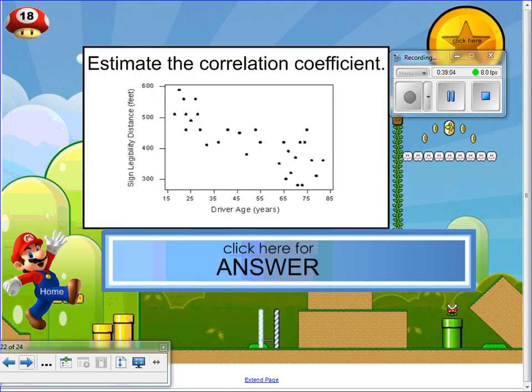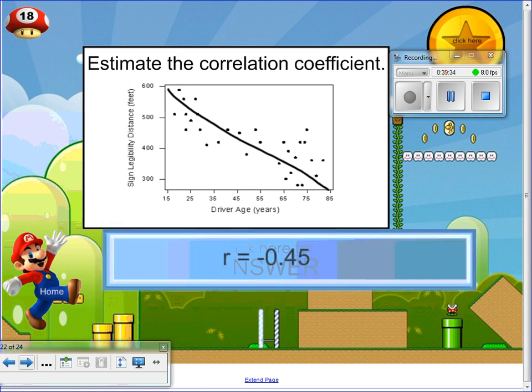Here it says estimate the correlation coefficient. So you're just estimating it. As we estimate, we know that it's got to be negative because you have a negative slope. When we're estimating, we're looking at how close the points are. Those points are not super close, but they're not super far apart either. So I would say negative 0.6 or negative 0.7. You're just giving an estimated numerical value when you're looking at the graph. It does not have to be exact.